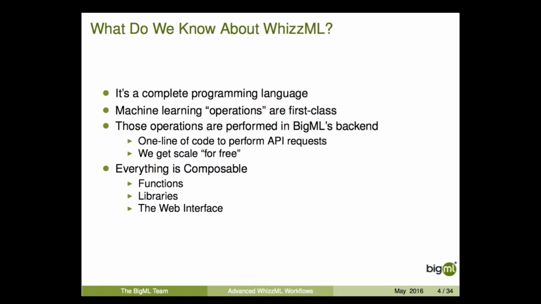And then even more importantly, those machine learning operations that I just mentioned are performed in BigML's backend. So you write your code, perhaps with all these machine learning operations as part of the code, and then BigML takes those into its own backend. It does all of the API requests for you, so you don't have to set up and tear down connections. You don't even have to have network access for the duration of the script, because it's all running inside the backend. All the API requests are performed within the backend. And what that means is you get scale essentially for free.